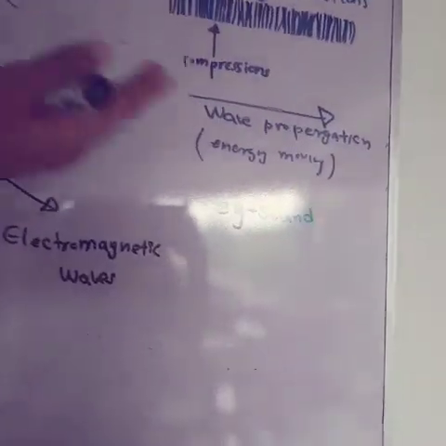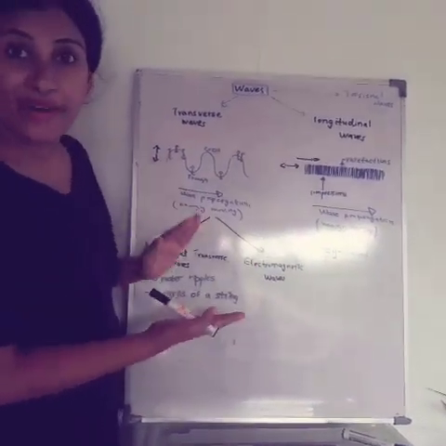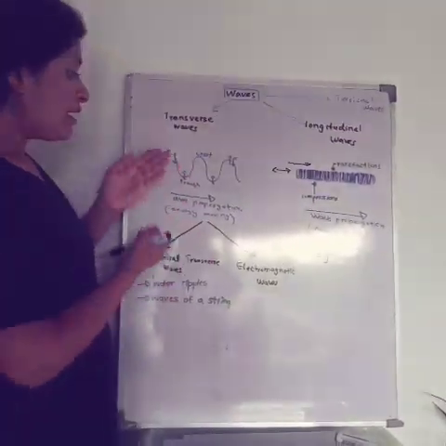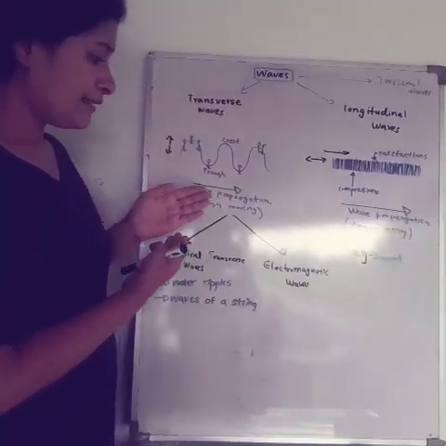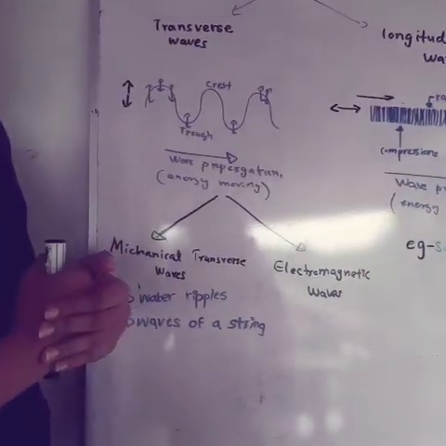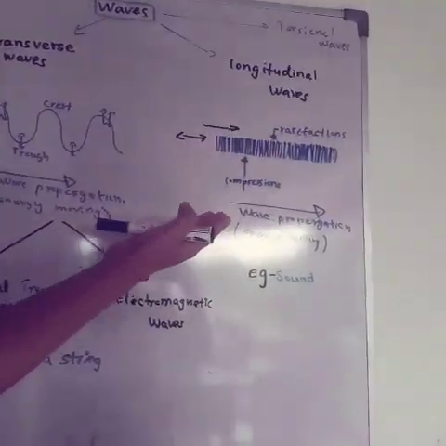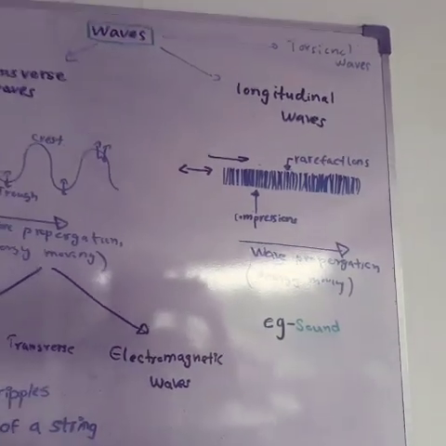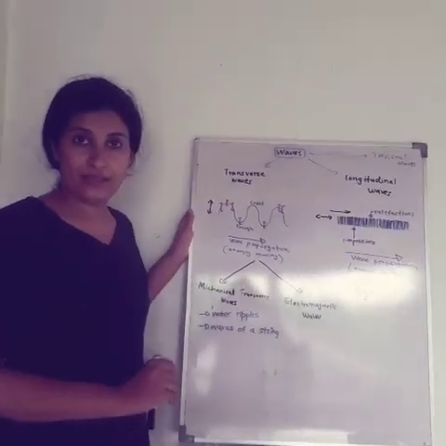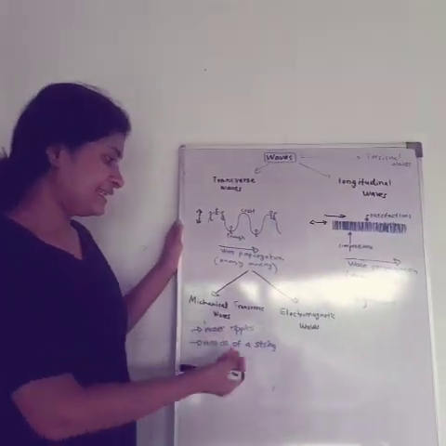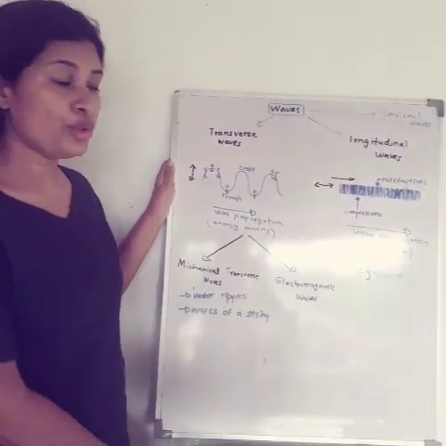So, as a comparison, we can summarize what we have discussed here. In transverse waves, particle movement is perpendicular to the movement of the energy in the wave. In longitudinal waves, the particles and the movement of the energy are both in the same direction. So these are the main points, and there are two types as mentioned here, mechanical and electromagnetic. These are the main differences between these two.